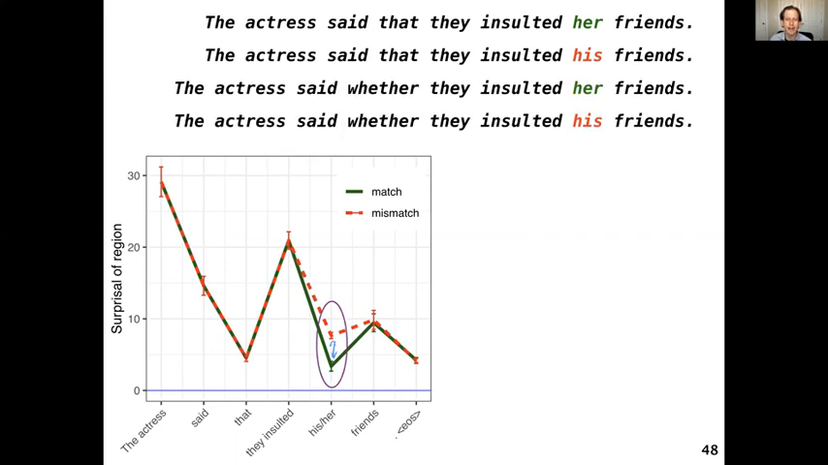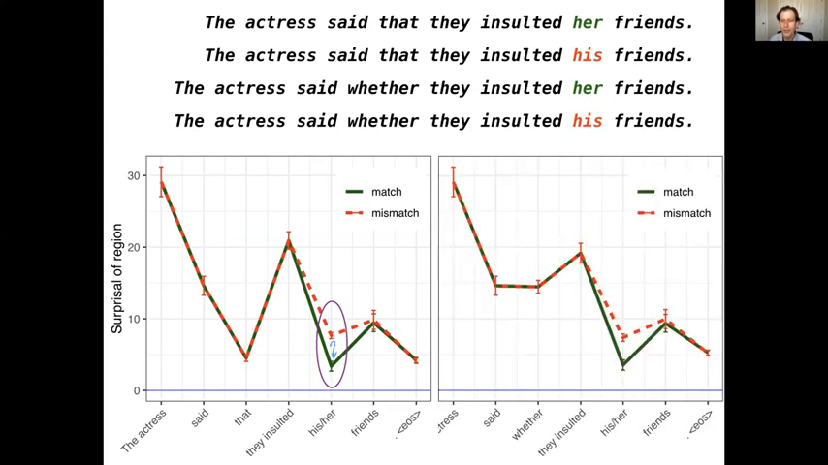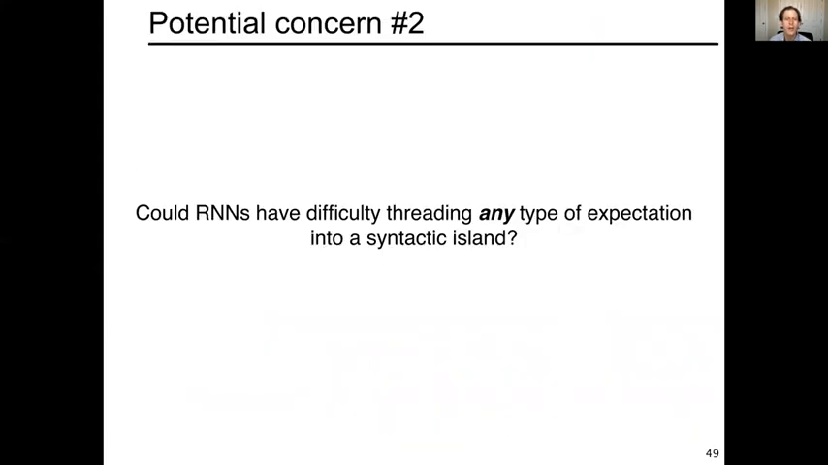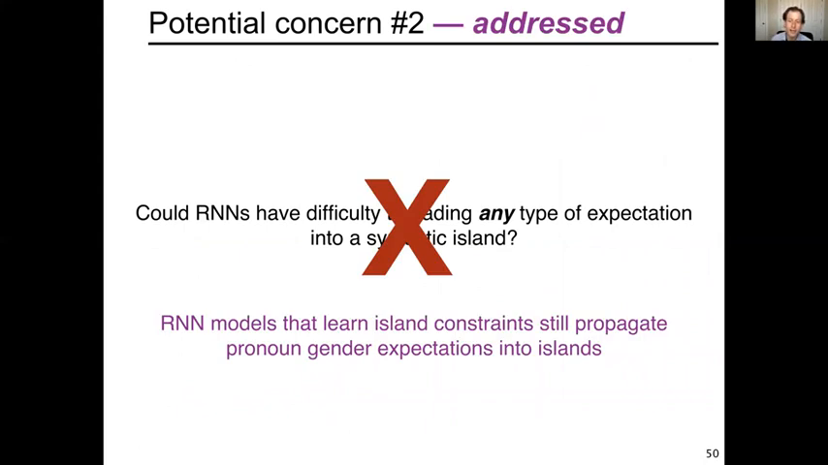Now let's see whether this manifests also in the case of whether inside an island. You get exactly the same effect. So whether does not change this whatsoever. You see exactly the same pattern. And so islands at least are specific enough that they don't cancel out all expectations for differentiating things. Minimally, for the case of gendered pronouns, we see that islands don't have any influence. So we can at least start to address this concern that RNNs have difficulty threading any type of expectation into a syntactic island. Okay, so that's the end of our discussion of learnability and syntactic islands.